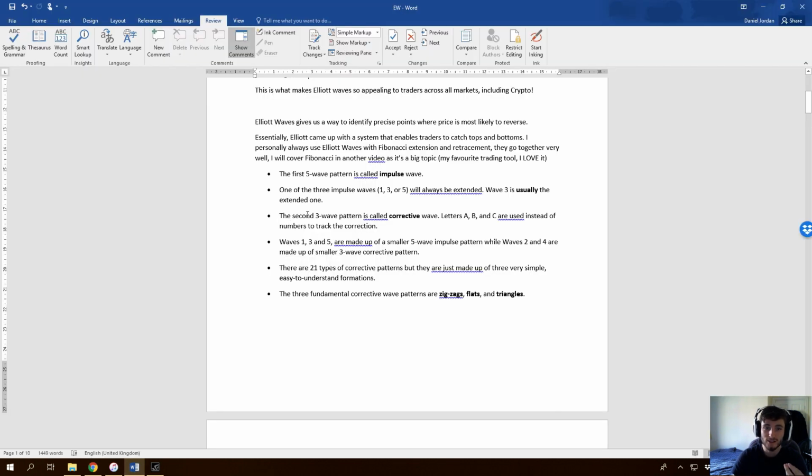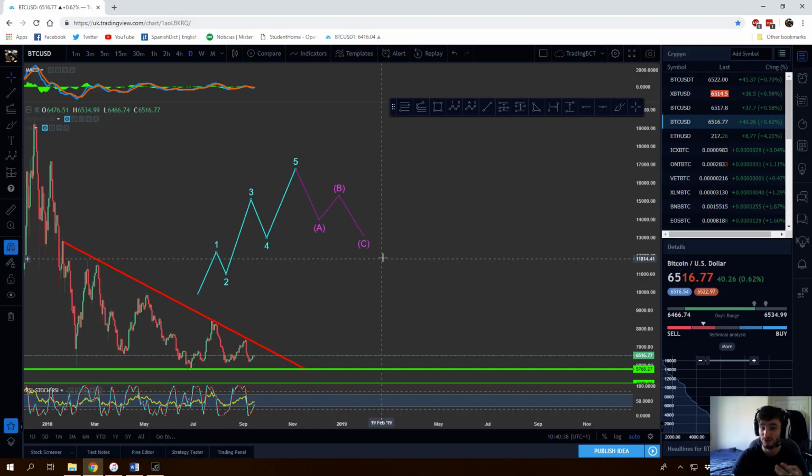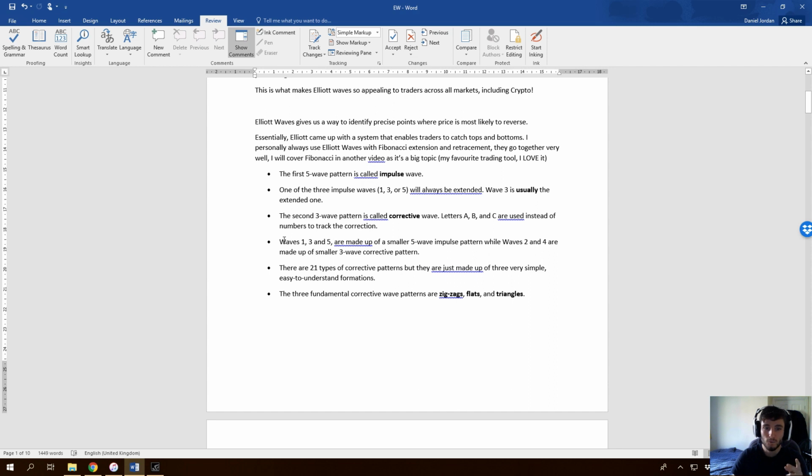The second three-wave pattern is called a corrective wave. Letters A, B, and C are used instead of numbers to track the correction. So after the move up or down, you get the A, B, C correction. Waves 1, 3, and 5 are made up of five smaller impulse waves, while waves 2 and 4 are made up of three smaller corrective patterns.